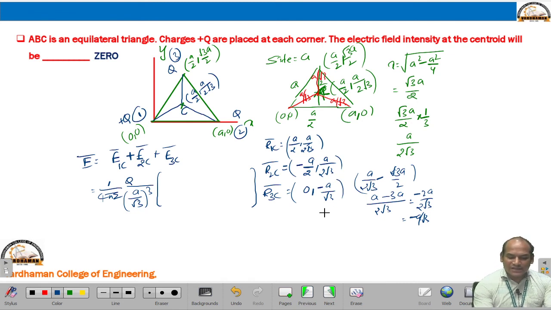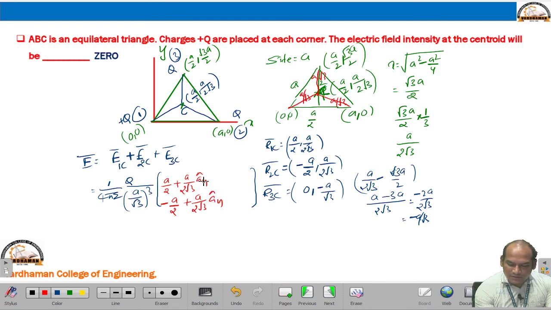Now we write the distance vectors. The first distance vector is A by 2 ax cap plus A by 2 root 3 ay cap. The second one is minus A by 2 ax cap plus A by 2 root 3 ay cap. It is better to write these unit vectors also, otherwise you will be confused, so I am including them. The third one is 0 into ax cap, which is 0, minus A by root 3 ay cap.